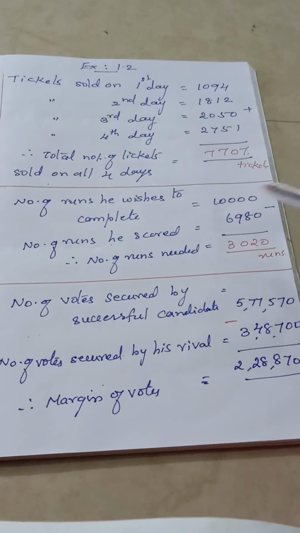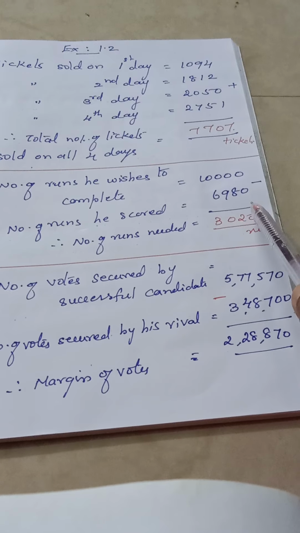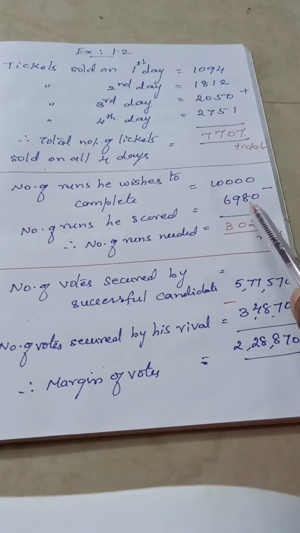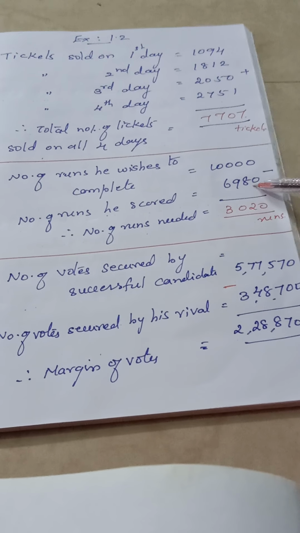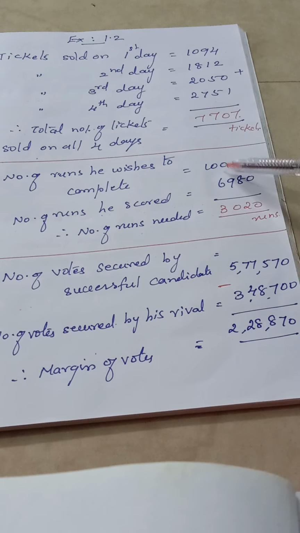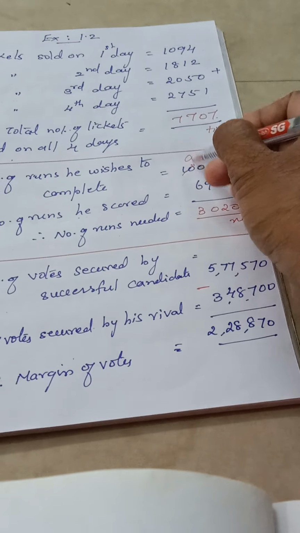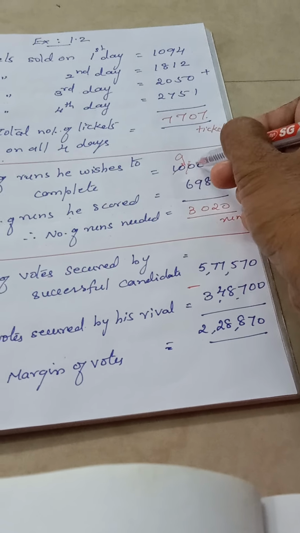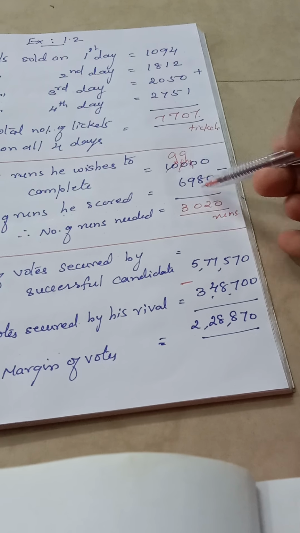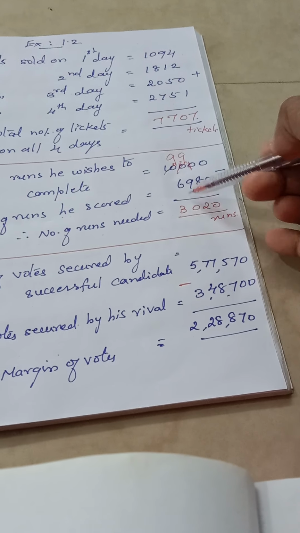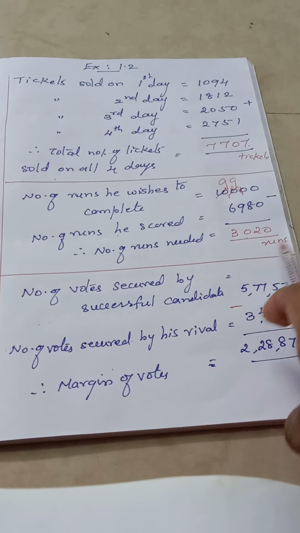Then how many runs does he need to complete 10,000? What does he have to do? We want to subtract. So from 10,000 we are subtracting 6,980. Okay, 0 minus 0, 0. 0 minus 8 will not go, so we borrow from 1. When we borrow from 1, here it becomes 9 and this becomes 10. Again, when we borrow, it becomes 9 and this becomes 10. So 10 minus 8 is 2, 9 minus 9 is 0, 9 minus 6 is 3. So it is 3,020 runs.